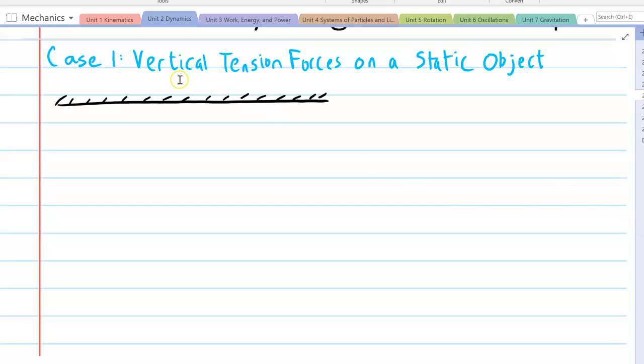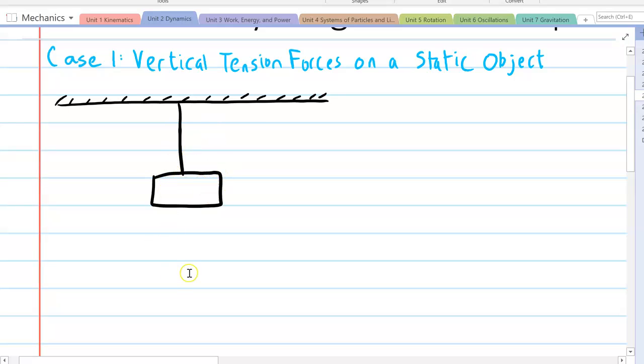We're looking at the vertical tension forces on a static object. So we're going to start really simple, right? What we're looking at is specifically this type of diagram, where this is a cord or a rope. If you recall, ropes and cords are related to tension forces, right? So let's think about that.